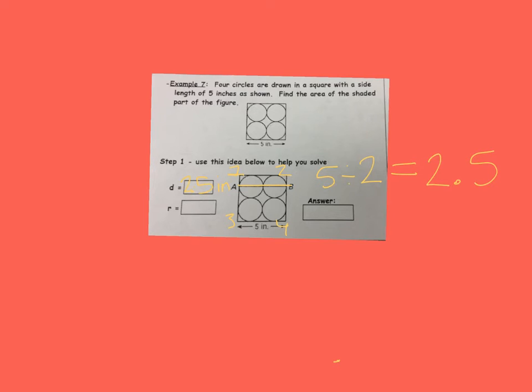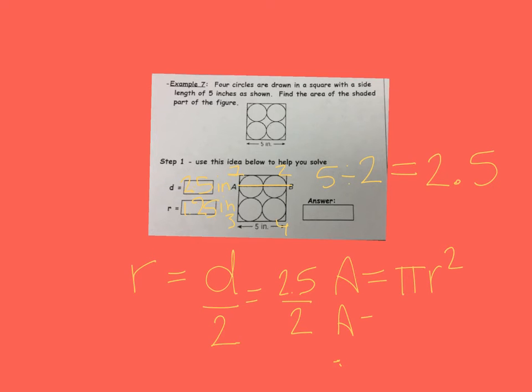Okay? Now, what do we know about the radius? To get the radius, you do the diameter divided by 2. And since we're focusing on area, area is equal to pi times the radius to the second power, we have to figure out the radius. We can't use the diameter. So my diameter is 2.5, and that divided by 2 is going to give me a radius of 1.25 inches. Now we can calculate our area.